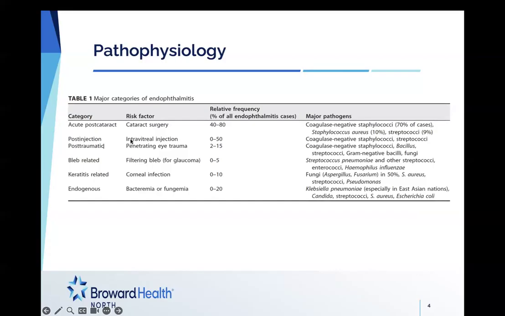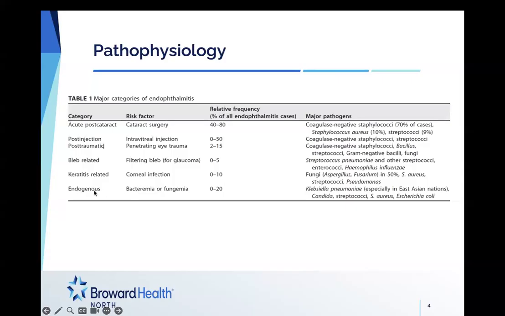Post-injection infections are usually due to coagulase negative staph again, streptococci, and then we start to see Bacillus being introduced. Any type of penetrating trauma is going to also include fungal infections. Then we have the bleb-related, and that's seen in patients that are going for glaucoma surgery, and we start to see strep pneumo, Haemophilus, and enterococci. For keratitis-related infections, that's about 10% of all cases. We're going to start to see Aspergillus, Fusarium in about 50% of cases, as well as Staph aureus and Pseudomonas.